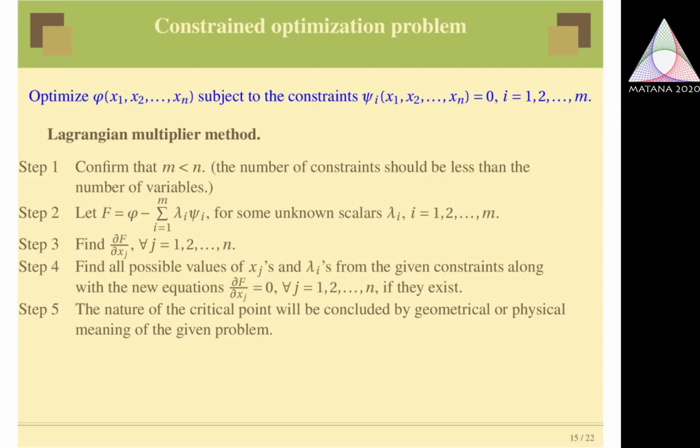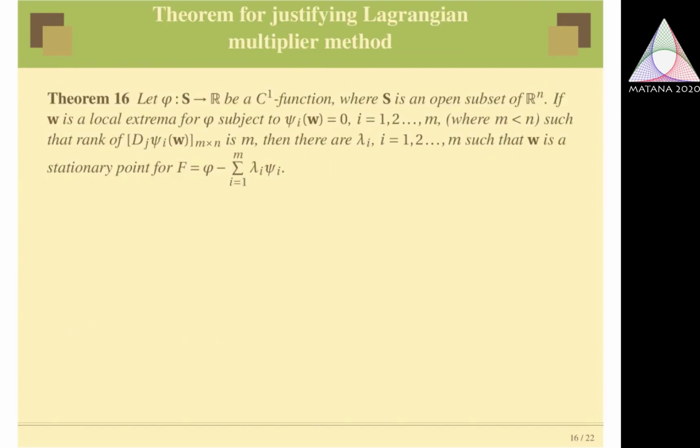Now we state the theorem which justifies the Lagrangian multiplier method. Let phi be a continuously differentiable scalar valued function from an open subset S of R^n. If W is a local extremum for phi subject to the constraints psi_i of W is 0 for all i varies from 1 to m, with m less than n, such that the rank of the matrix D_j psi_i of W is m, then there are scalars lambda_i such that W is a stationary point for the function F equal to phi minus sigma lambda_i psi_i, where i varies from 1 to m.